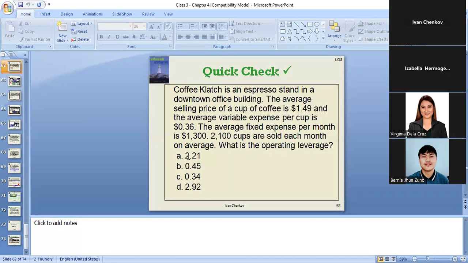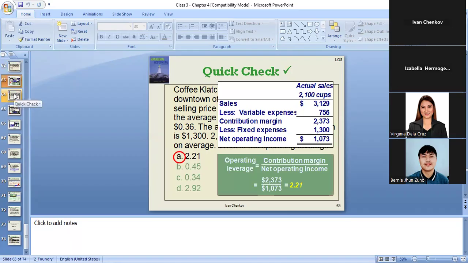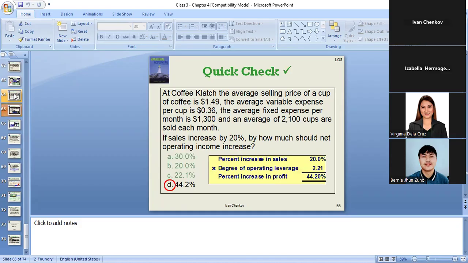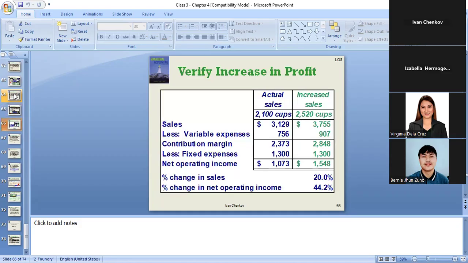So the operating leverage in this case is 2.21. The next question is, what's going to happen if sales increase by 20%? Well, 20% times 2.21 is going to give us an increase of 44.2%. And this is just the justification of that.